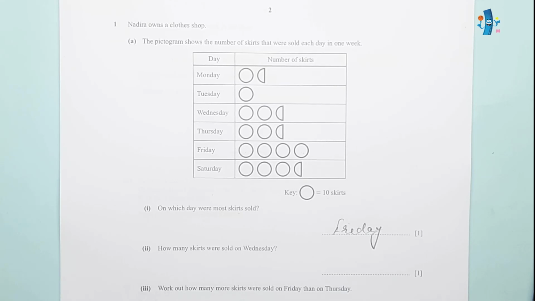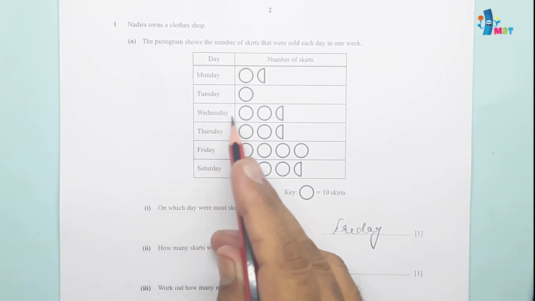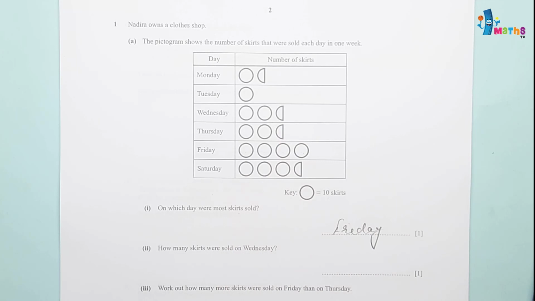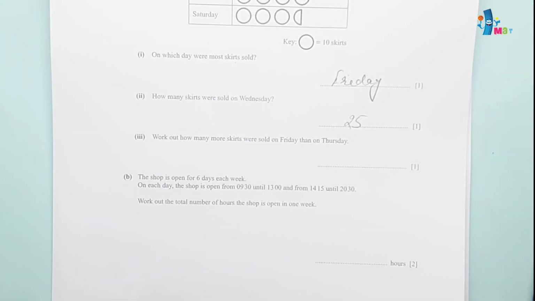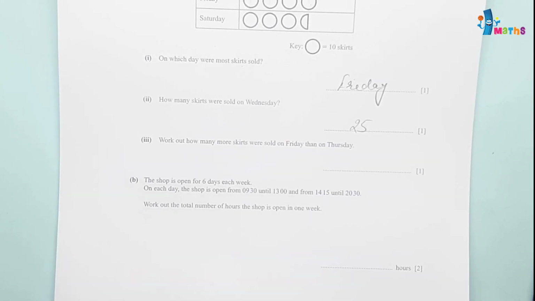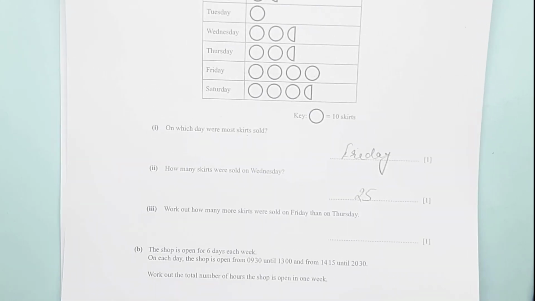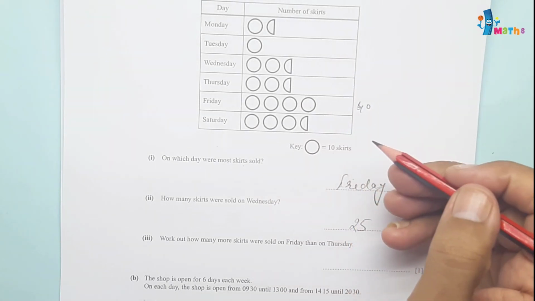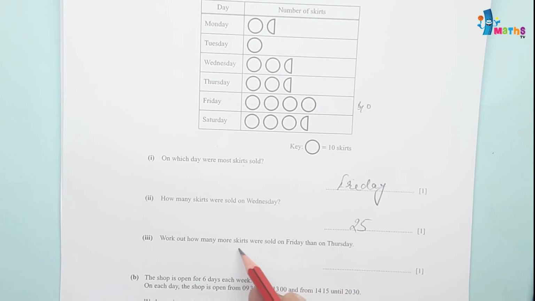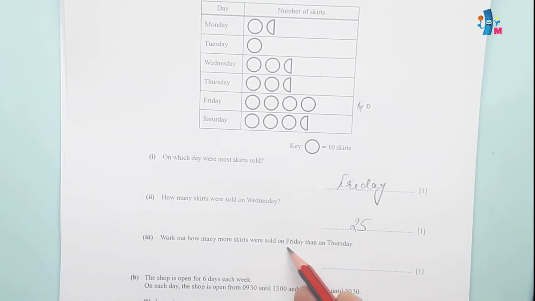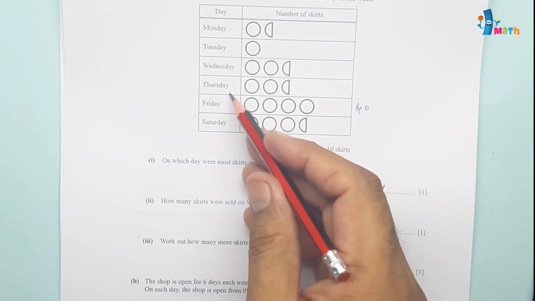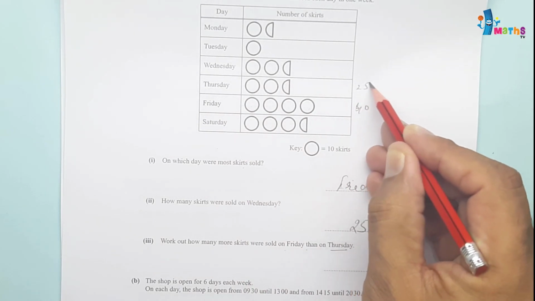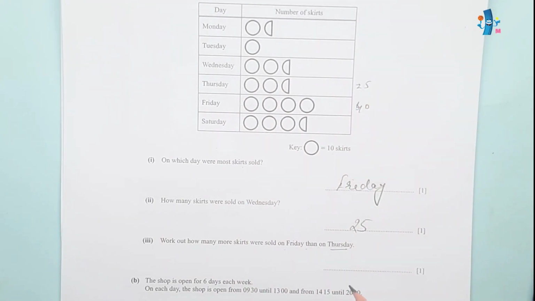Then how many skirts were sold on Wednesday? Wednesday is this one. 10, 20 plus 5, 25. So this will be 25. Work out how many more skirts were sold on Friday than on Thursday. Friday was 40. Thursday is this one and this is 25. So 40 minus 25 will be 15. So the answer will be 15.